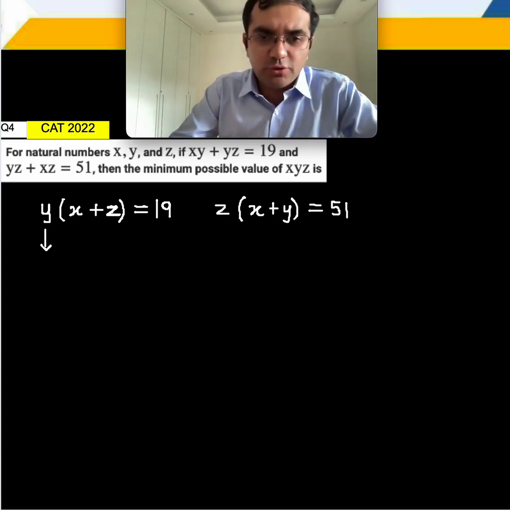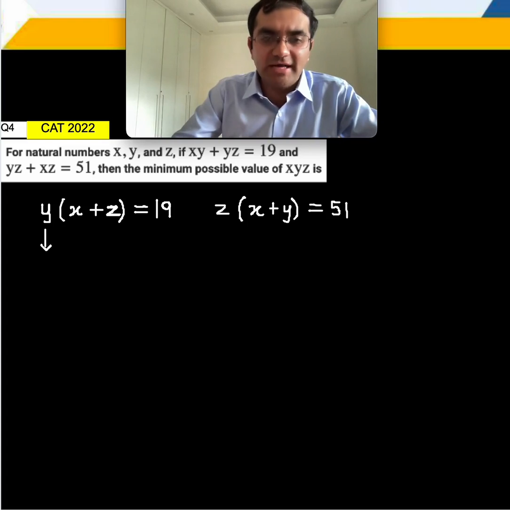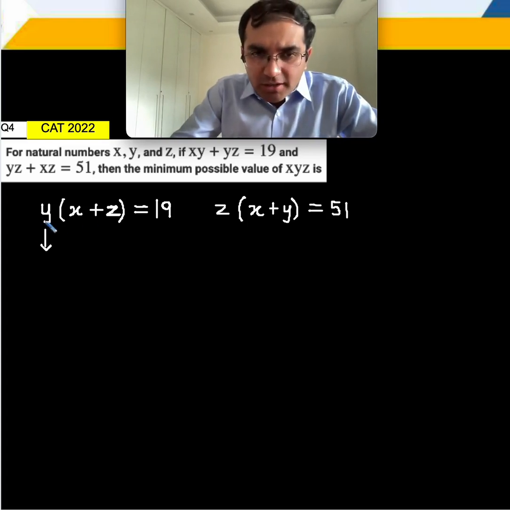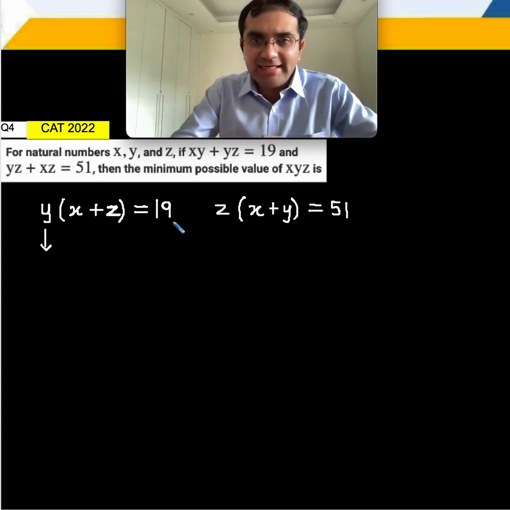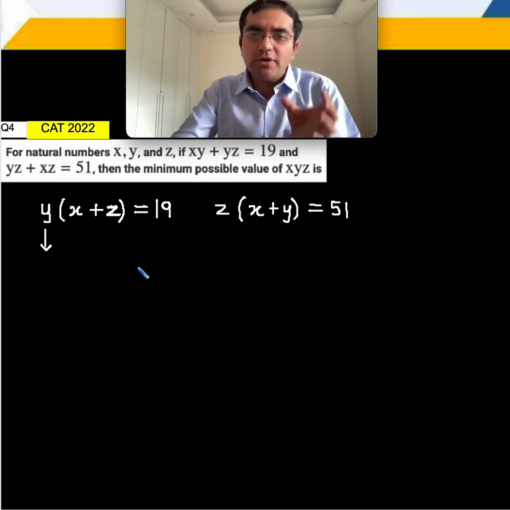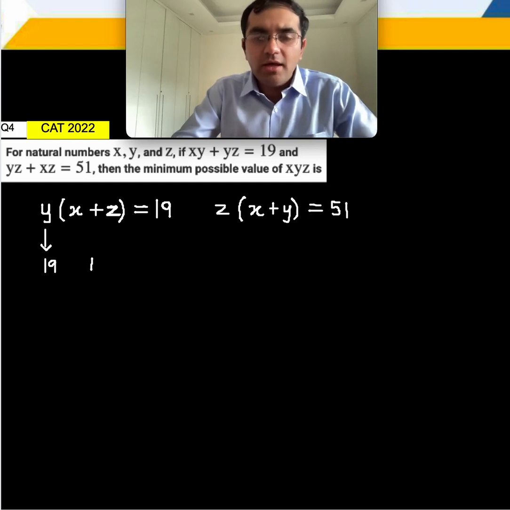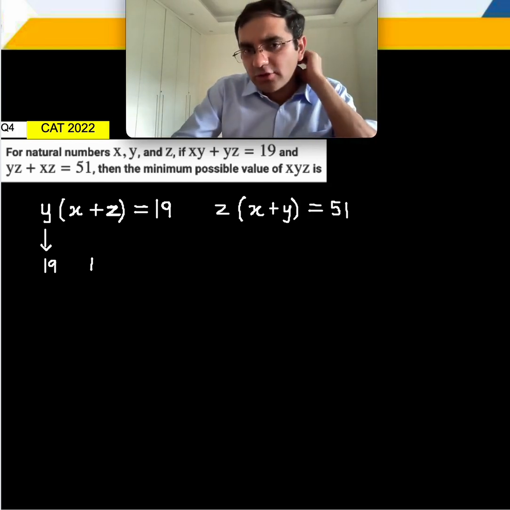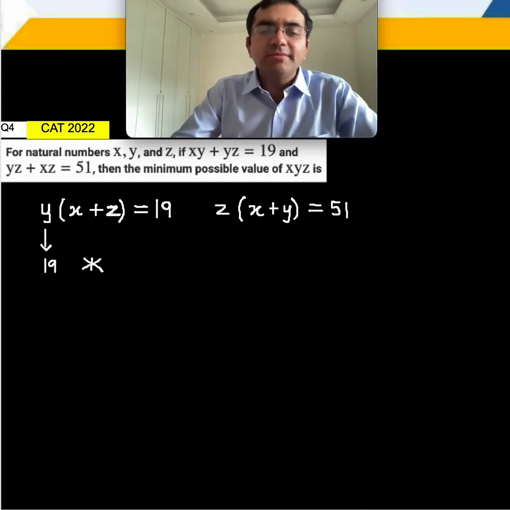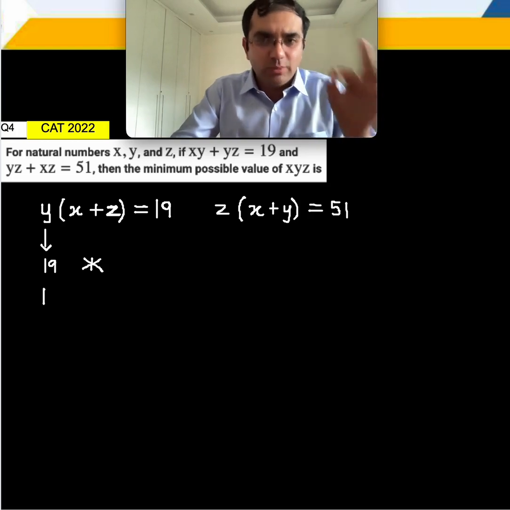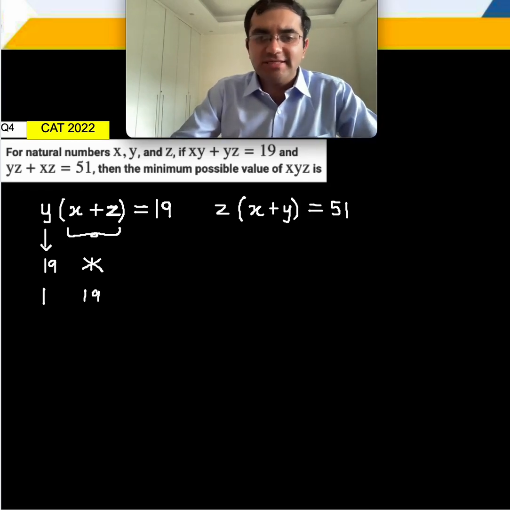Okay? So if you look over here, x, y, z are natural numbers. The product of two numbers is 19. That means, how can you achieve that? 1 into 19. If you take y as 19, then x plus z will become 1, but sum of two natural numbers cannot be 1, which means that I am now 100% sure that y is 1 and x plus z is 19. By pure logic, we have achieved this. Y is 1 and x plus z is 19.